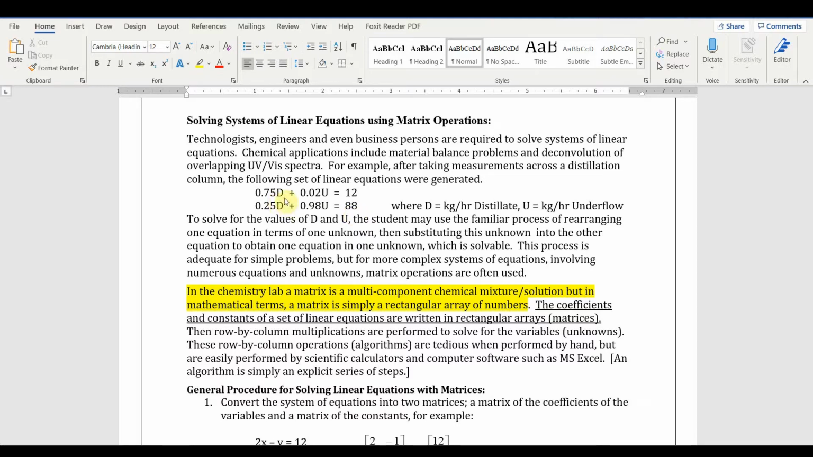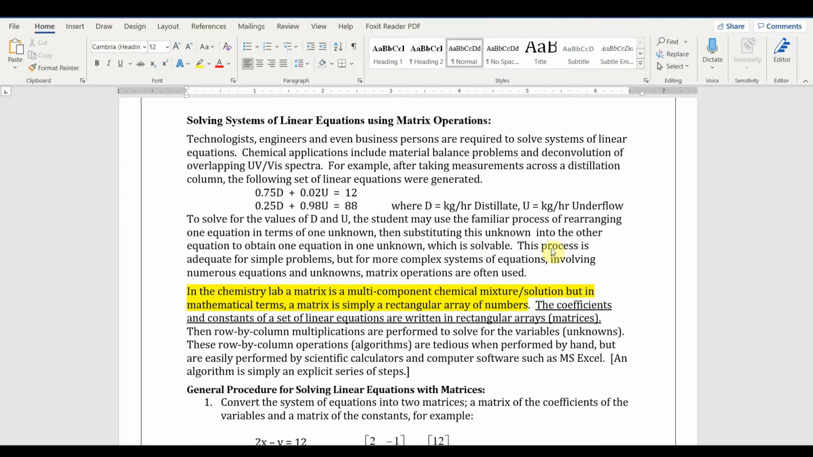In these equations, D represents the flow rate of the distillate from the top of a distillation column in kilograms per hour, and U represents the rate of underflow from a distillation column in kilograms per hour. So we have 0.75 D plus 0.02 U is 12, 0.25 D plus 0.98 U equals 88. To solve for the values of D and U, our two unknowns, the student may use the familiar process of rearranging one equation in terms of one unknown, substituting this unknown into the other equation to obtain one equation and one unknown, which is then solvable.